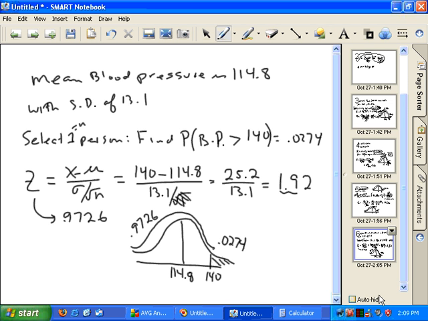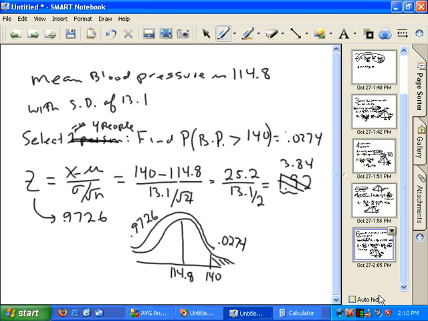Of course, now the problem is going to be changed. We are now going to look at 4 people. So it's no longer select one person. We're going to select 4 people. That means n is 4. That means we're dividing by the square root of 4. But the square root of 4 is 2. So this gets over 2. And if you work it out, it actually doubles. It'll be 3.84.